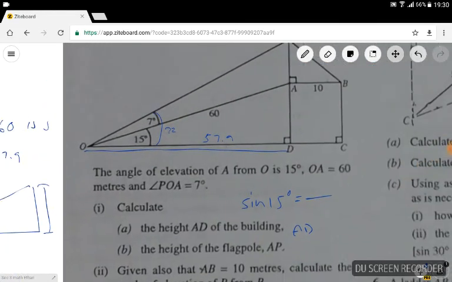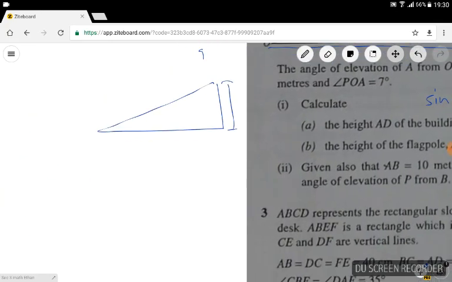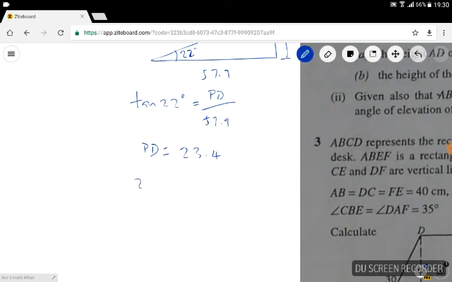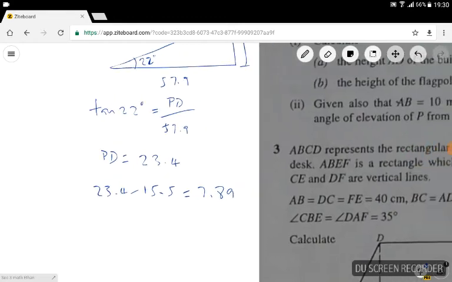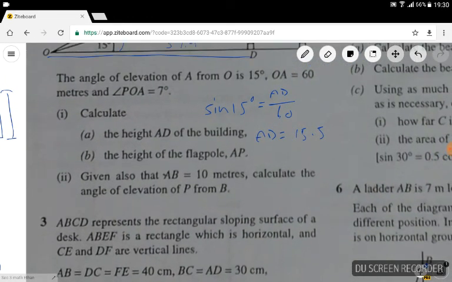Okay, but that's not the end because I want to find the height. So I have to minus 15.5. Take away 15.5. So 23.4 take away 15.5 equals 7.89. That's it. Okay? Right, so that's how you find the height AP. So given also that AB equals 10.